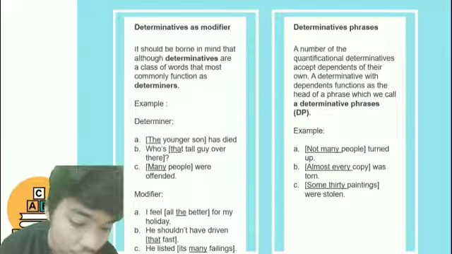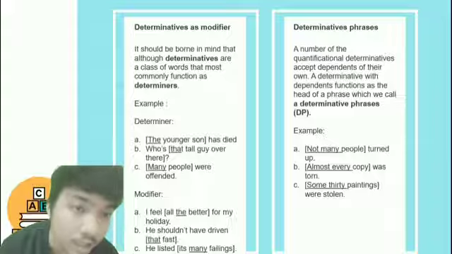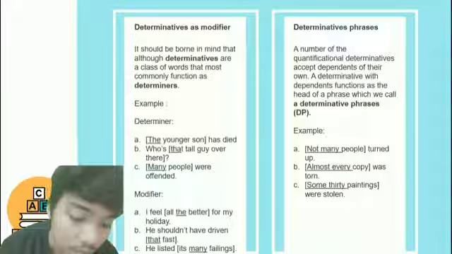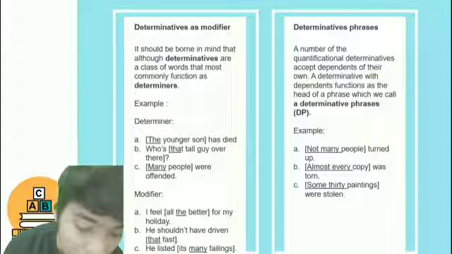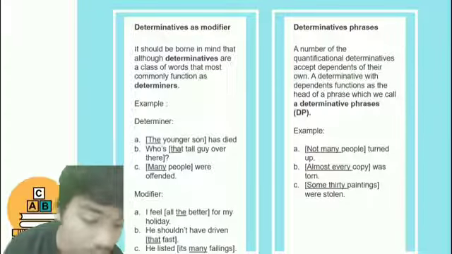And next, modifier. I feel all the better for my holiday. He shouldn't have driven that fast. He lists its many failings. And the modifiers are all, that, and many.